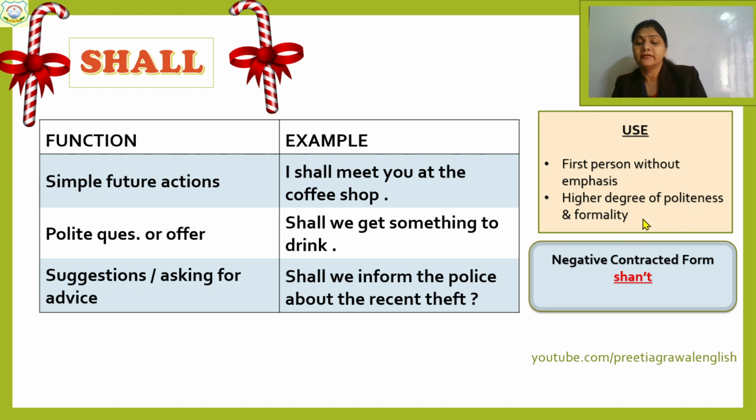Formality, of course, its use is formal. The negative contracted form of shall is shan't, S-H-A-N apostrophe T. Shan't. Whenever you have to write the negative in full form, you will write shall not. Suppose you have to write, I shall not meet you, you will simply write not. But if you have to use the short form, you will write it this way, shan't.